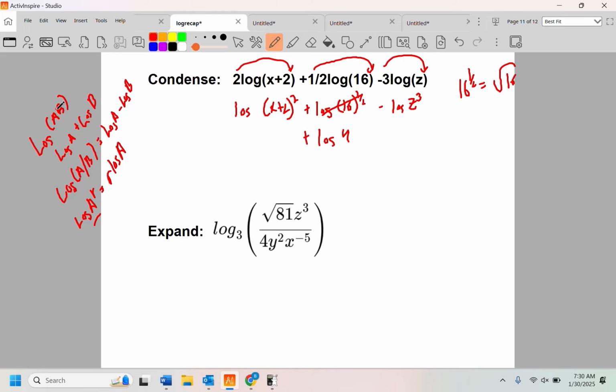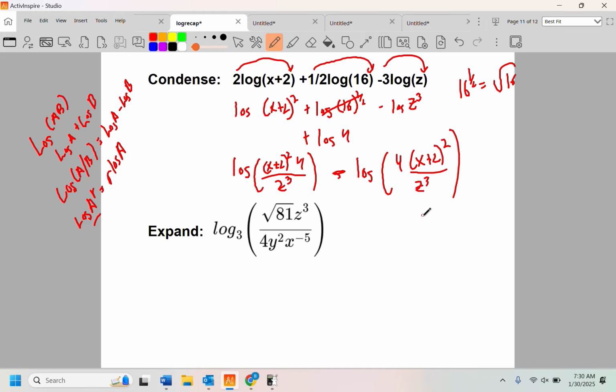All right, so multiplication gets broken apart through addition. So anything that's being added together is being multiplied inside the singular log. So I've got an (x plus 2) that is squared times a 4, which I should put in front. Division is broken apart through subtraction, so I'm sitting over z cubed. And I really do need to put the number out front: 4 times (x plus 2) quantity squared, sitting pretty over z cubed.